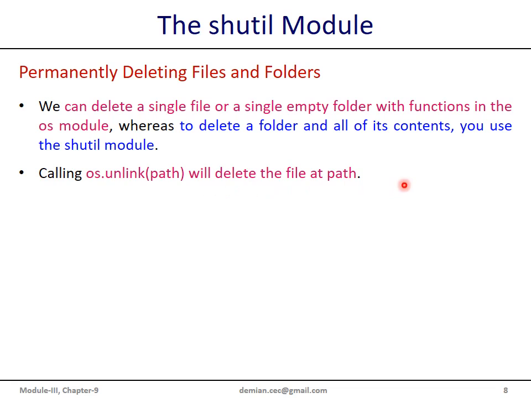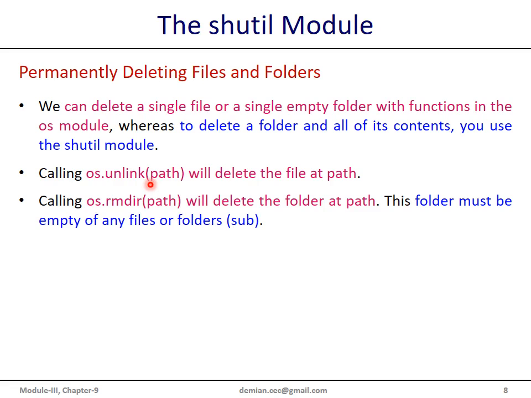This is the first method, where we can delete the file at a path with the OS module. os.unlink will delete the file. Here the deletion is a permanent deletion. We cannot recover the deleted file. The second is we can remove the entire folder at a path, and the folder must contain no files and no subfolders. This is also a permanent deletion. We can delete a folder permanently provided it is an empty folder.